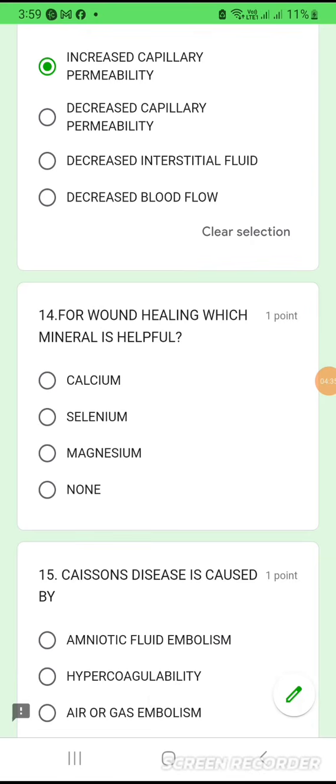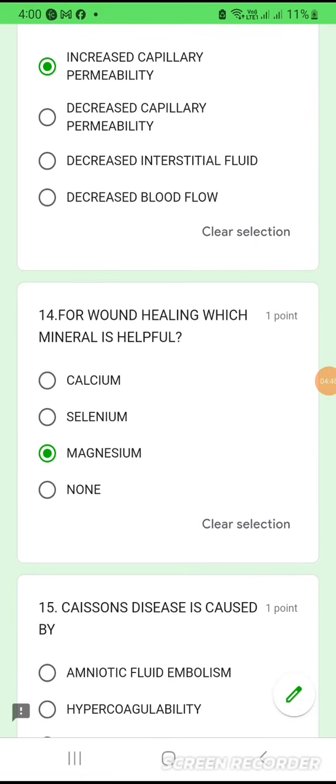Coming on to 14th question, for wound healing, which mineral is helpful? Calcium, selenium, magnesium or none of these? So for wound healing, the most important mineral is magnesium.